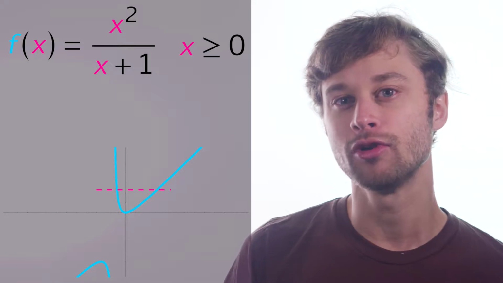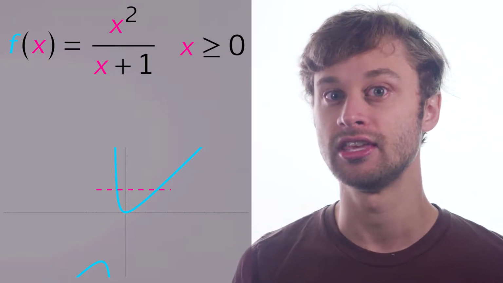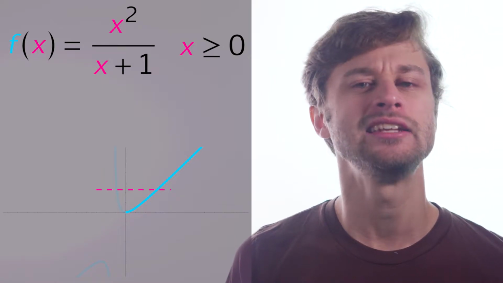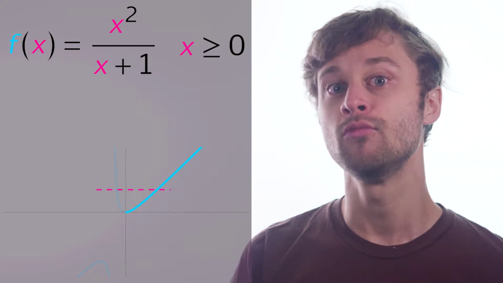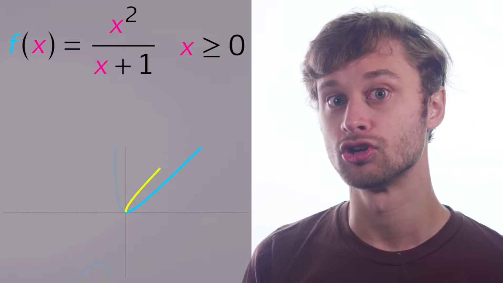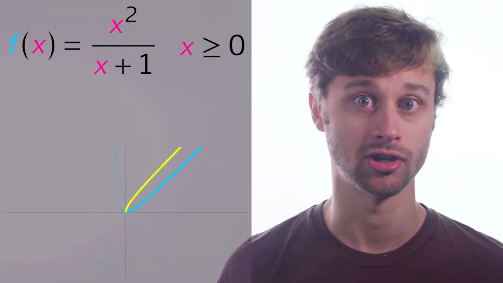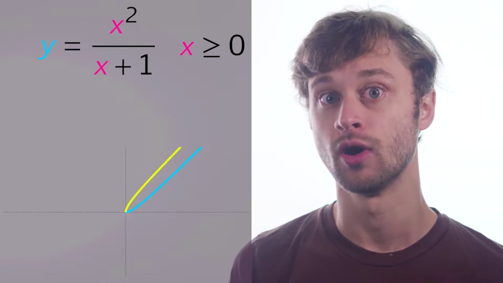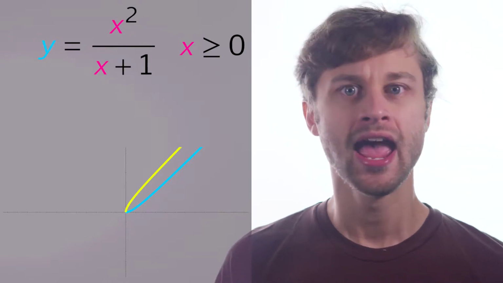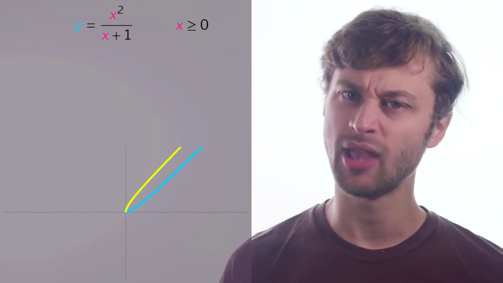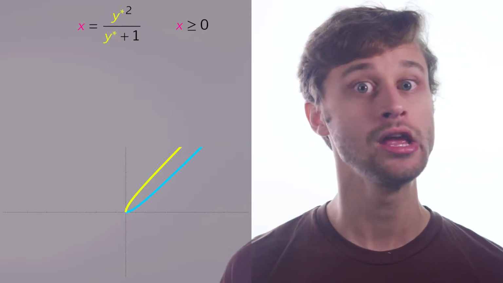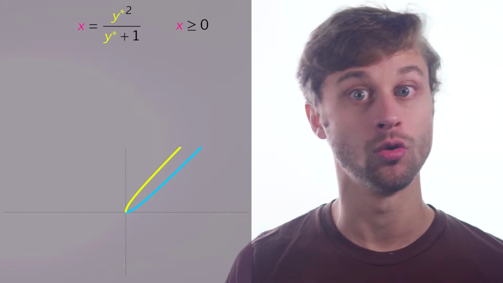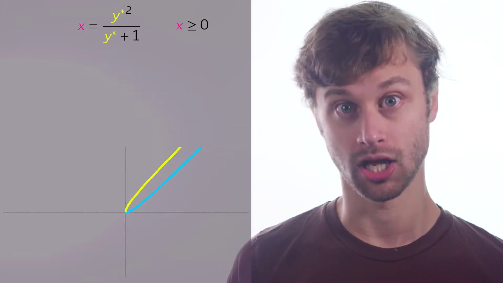So we can see that if we only define this function along the interval 0 to positive infinity, then it does pass the horizontal line test, and we can come up with an inverse function for this original function. The first thing I do is rewrite the function in terms of y, so y is equal to x squared over x plus 1, and then I swap my x and my y, and personally I like to replace the y with y star. So I get x is equal to y star squared over y star plus 1.